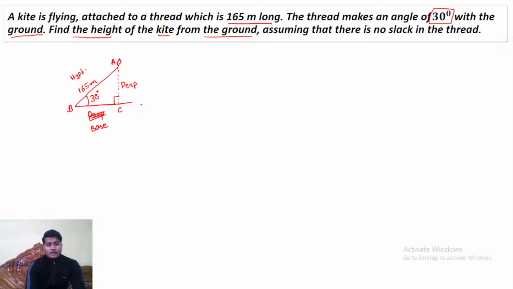Now we are given the length of the hypotenuse, and we are required to find out the perpendicular. So here we know, as we have learned earlier in the trigonometric part, that the relation between hypotenuse and perpendicular is given by sine theta, and that is sine theta is equal to perpendicular by hypotenuse.